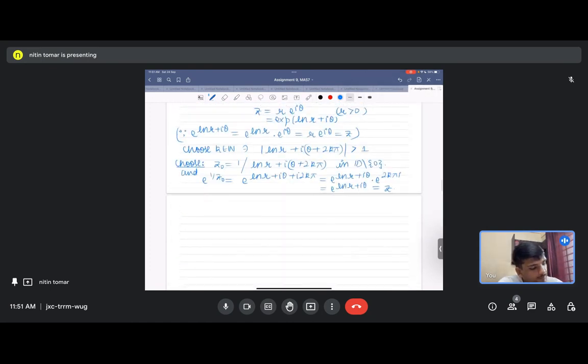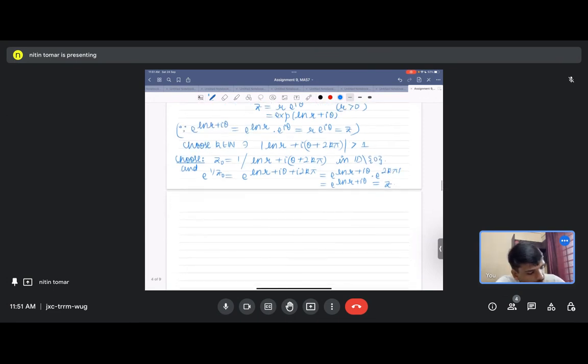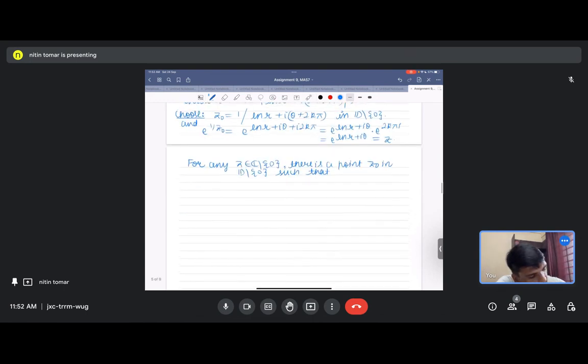So this is clear. You started with any point z in c minus 0, and you showed that it is in the range, right? So what did you prove? That for any z in c minus 0, there is a point z naught in d minus 0 such that e power 1 by z naught is z.